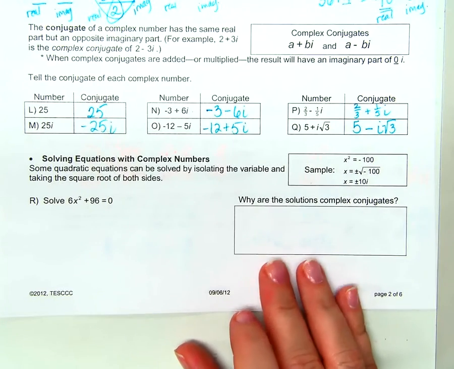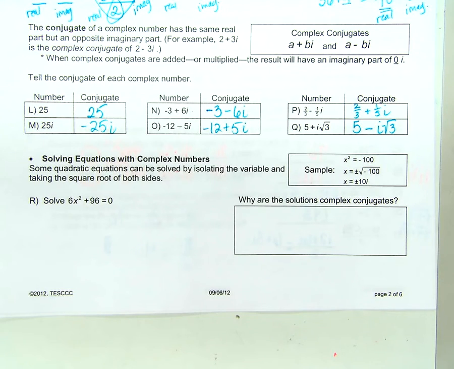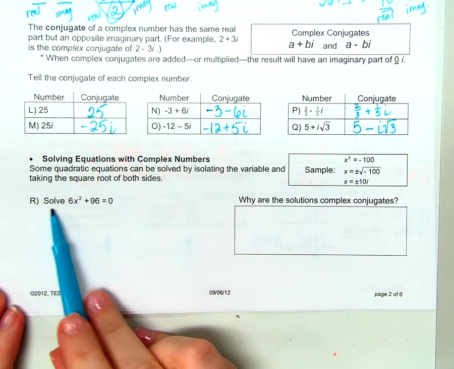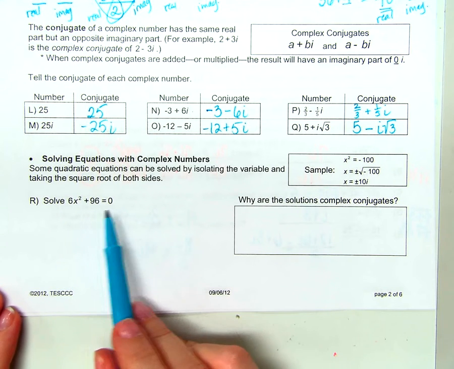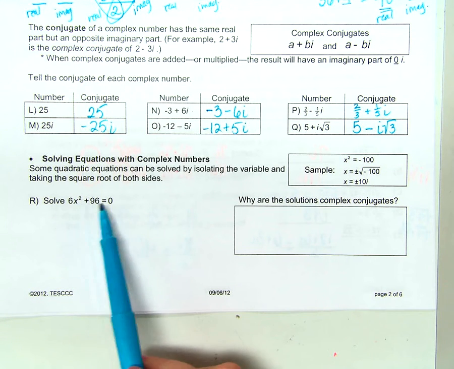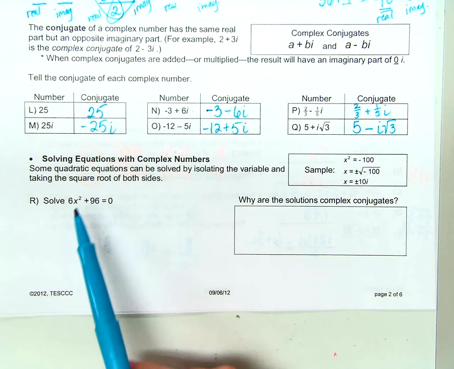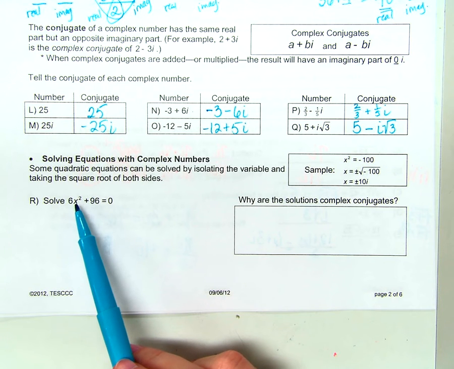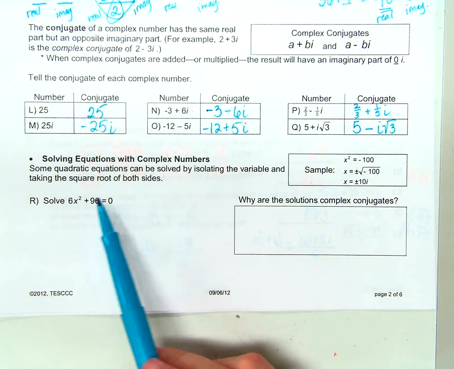I want to show you a situation where something like this might come up. So, solve 6x squared plus 96 equals 0. This is a simple quadratic. And the reason it's called a simple quadratic is because it only has one variable, and it's the x squared. There's no other x in here, is there?